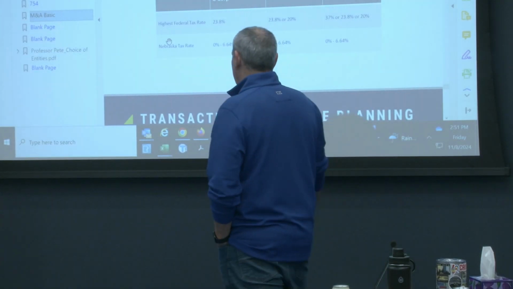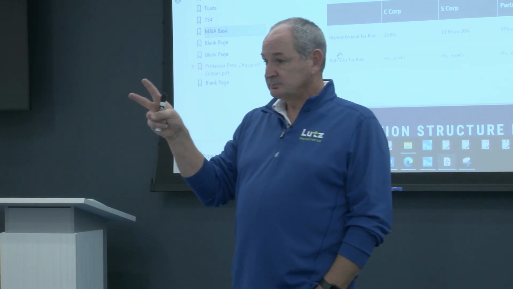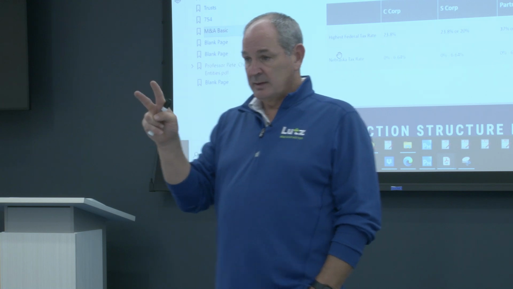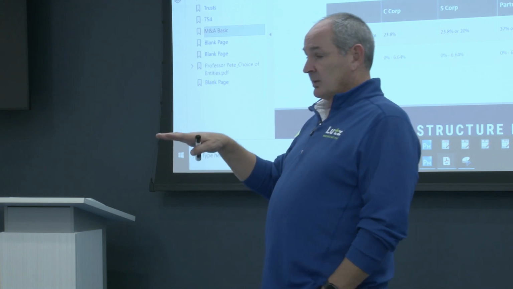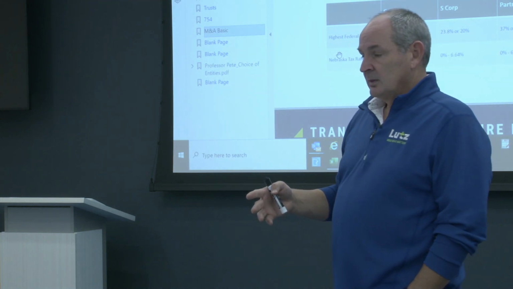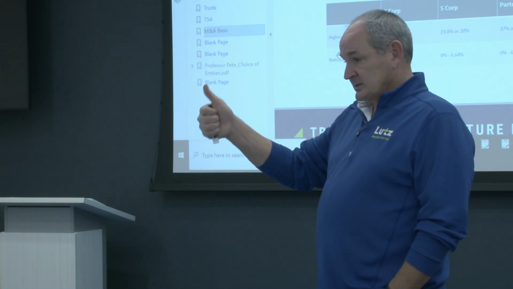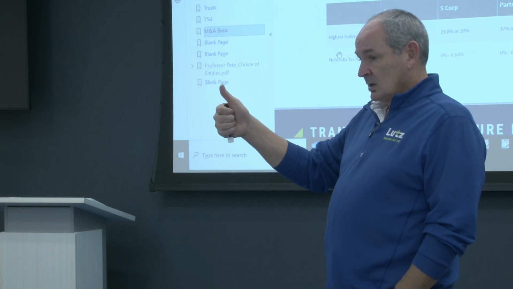Okay? So why do I have 0% to 6.64, which is really 5.84 according to McKinsey? Why do I have 0% to 5.84, or whatever that number is? Okay, and we're going to get into that. But if you want to make a note on this page, there's two things that can drive that tax rate down from a Nebraska. This is solely Nebraska. That can drive that rate down from 5.84% to 0.